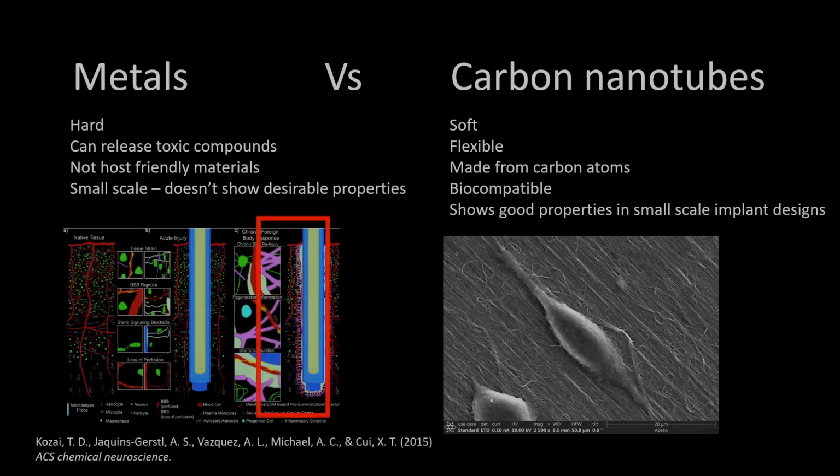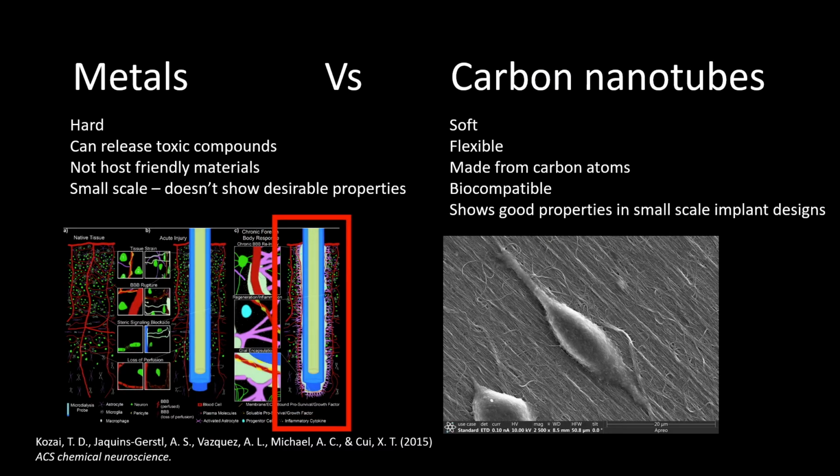To develop these implants, nowadays they use metals. They are very good conductors. They efficiently pass current, but they have some shortcomings. They are hard materials, so inserting them into a soft tissue can cause damage. Also, some metals can release toxic compounds during the process. Obviously, these materials are not naturally present in our body, so they are not host-friendly materials.